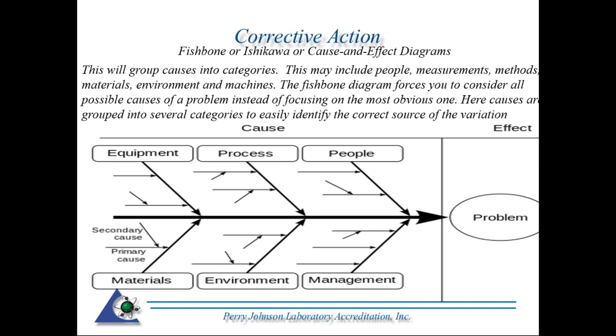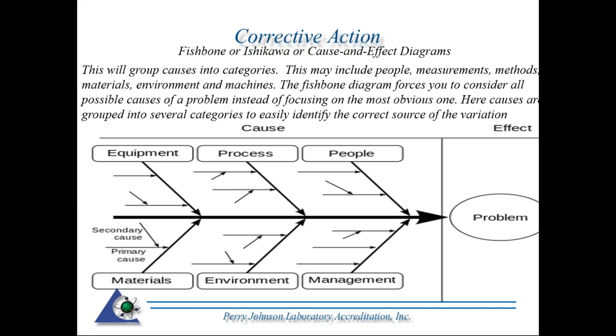Another popular method, I would say, falling behind the 5 Whys that I see, would be what's called a fishbone, or Ishikawa, or cause and effect diagram. And this will group causes into categories. This may include people, measurements, methods, material, environments, and machine.